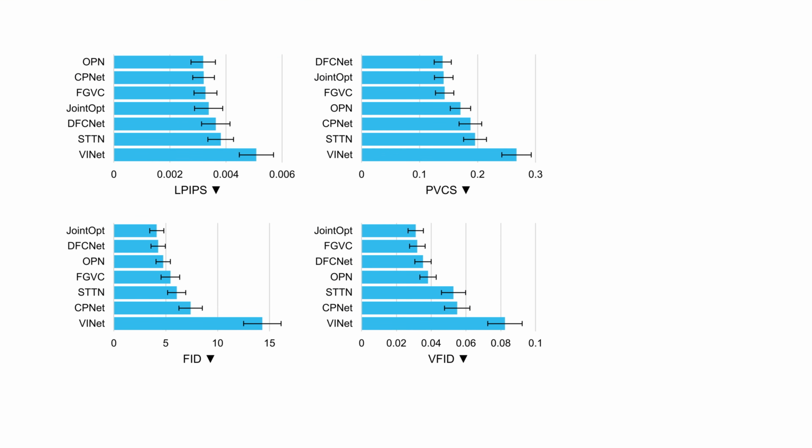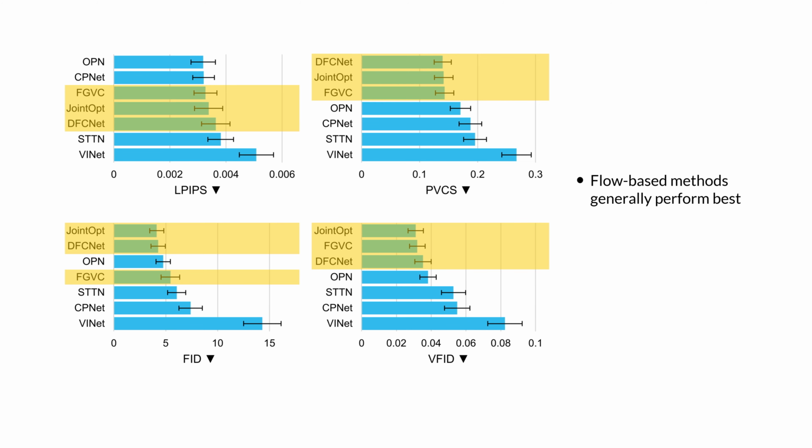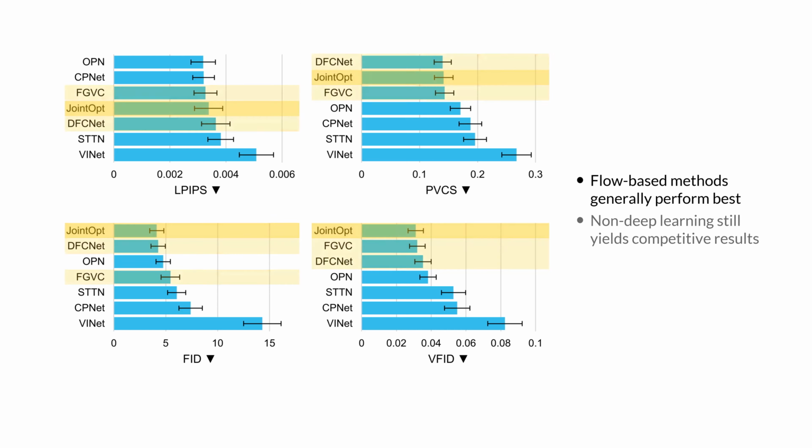Finally, our head-to-head comparison reveals performance trends among recent work. In particular, models that explicitly estimate optical flow tend to produce the best results, suggesting that flow prediction is key to good video inpainting performance. Furthermore, non-deep learning approaches perform well, suggesting that improvements can be made by modernizing older methods instead of just relying on deep learning advances.